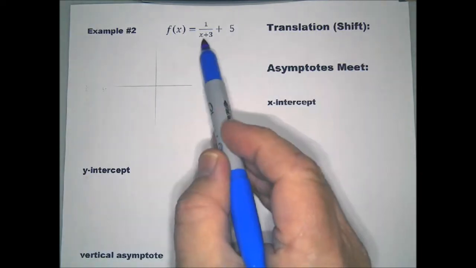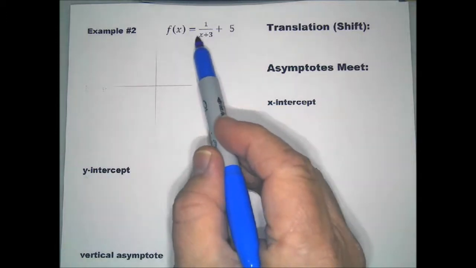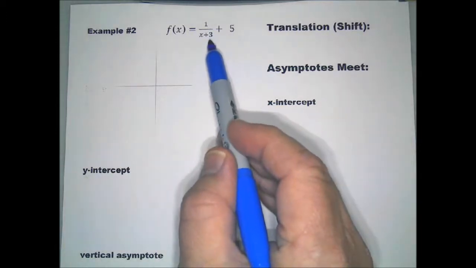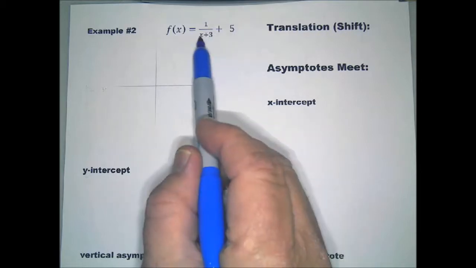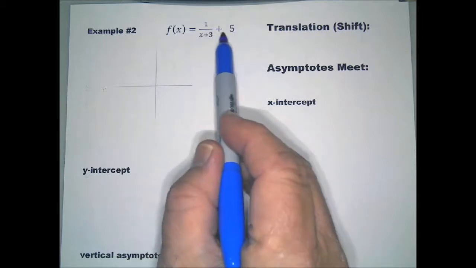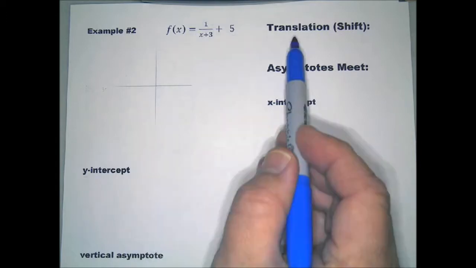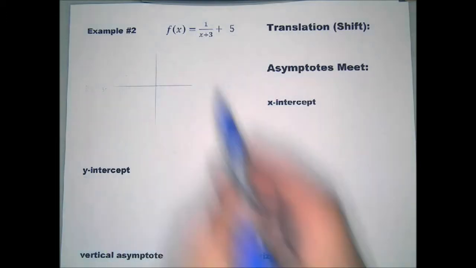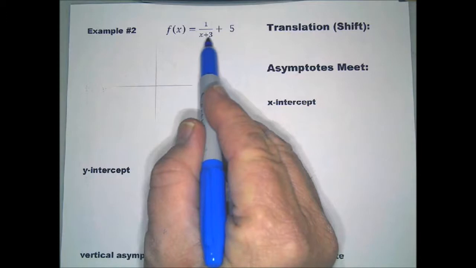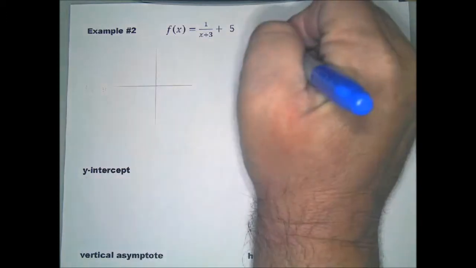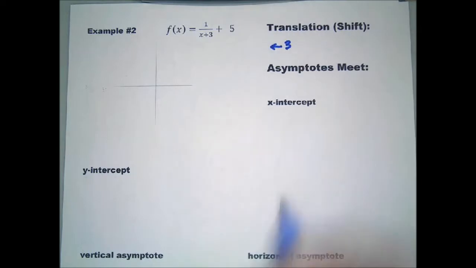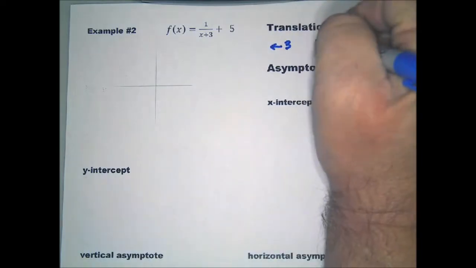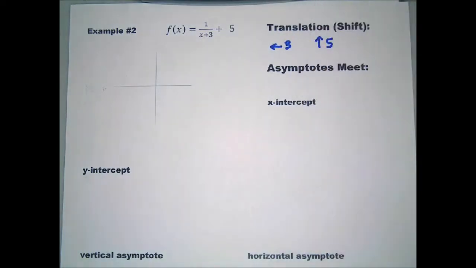Anything that's directly connected with the x, whether or not there are parentheses, in this case there aren't, is always the opposite. So this part is the opposite, and this part is the same, which means my translation or my shift is going to be 3 units to the left. So left 3 and up 5.